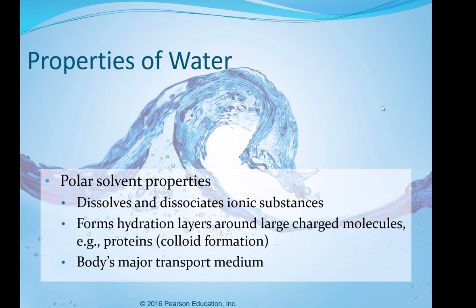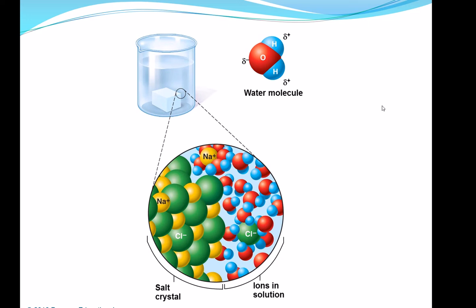It makes it our transport medium. Like I said, our blood is almost 98% water. So incredibly useful stuff is water. Again, here's to remind us what water molecules look like, and you can see here are our little salt crystals, and they will dissociate and become ions in solution instead of the whole salt crystal.